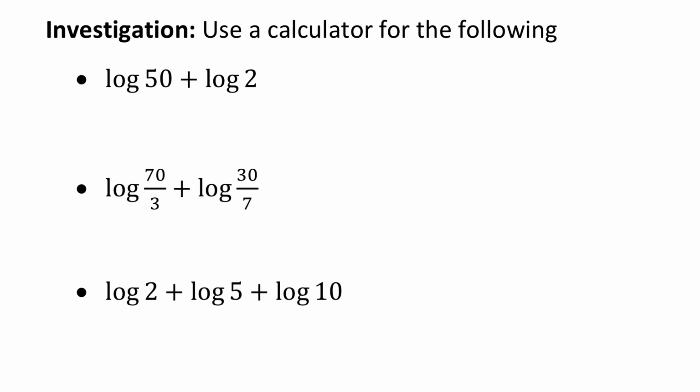Let's try log 50 plus log 2. So if you do log 50, you'll get 1.6989, some gross decimal. Log 2 is also a gross decimal. And then let's add those two together. Log 50 plus log 2. I get 2. Okay, log of 70 over 3 plus log of 30 over 7. That also equals 2. Okay, let's try log 2 plus log 5 plus log 10. Oh, weird. That also gives me 2.